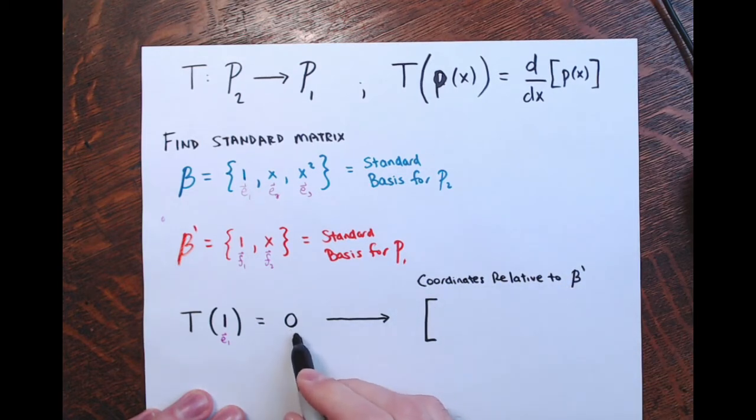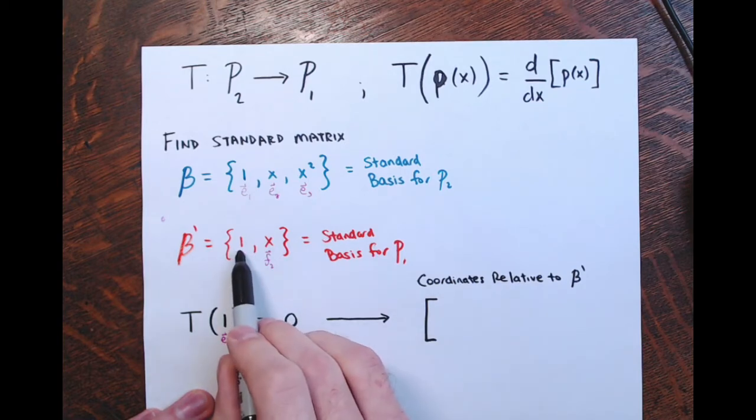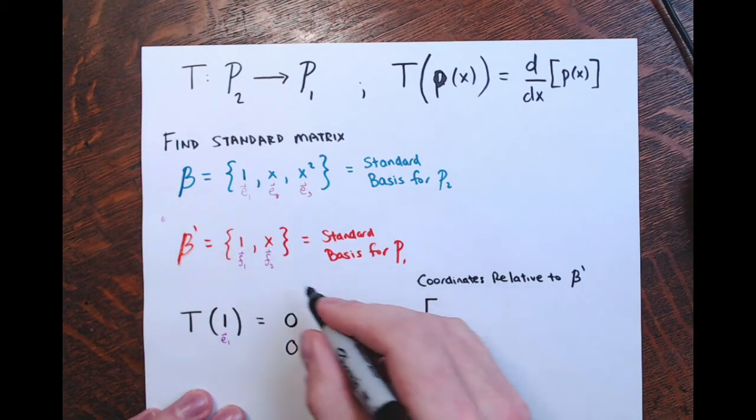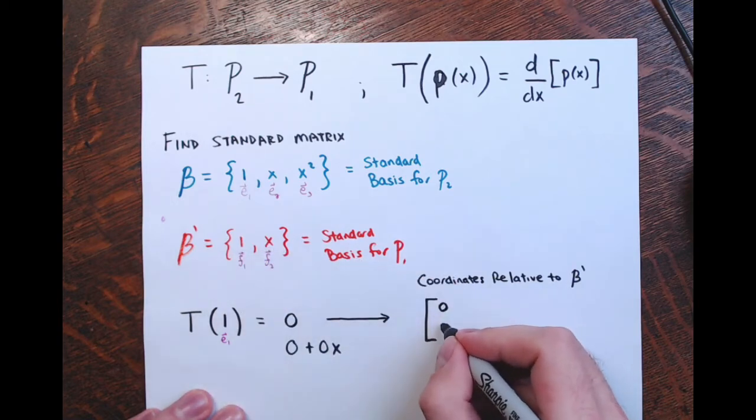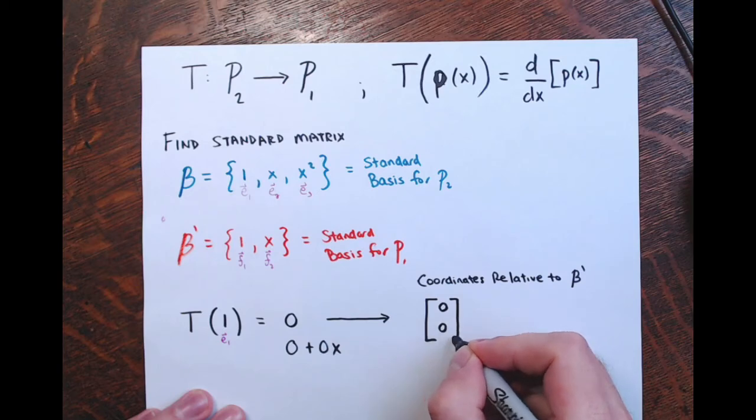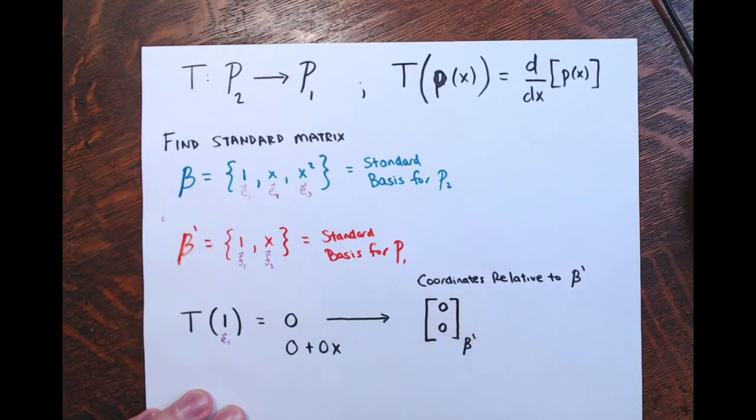So 0 is really just 0 plus 0x, right? So 0 times 1 plus 0 times x, so the coordinates in the proper order are 0 and 0. So this would be the coordinate vector, again, relative to B prime for this output. And this is going to be the first column of my standard matrix for this transformation.